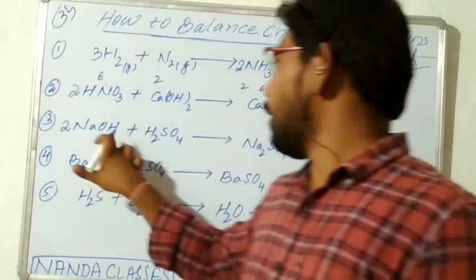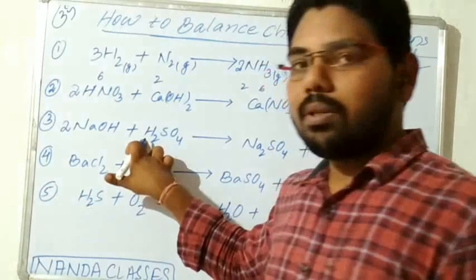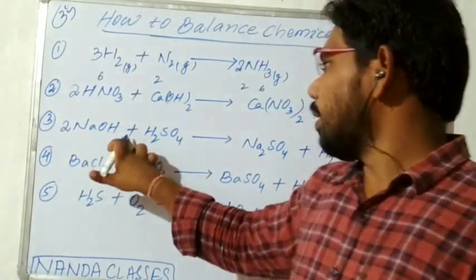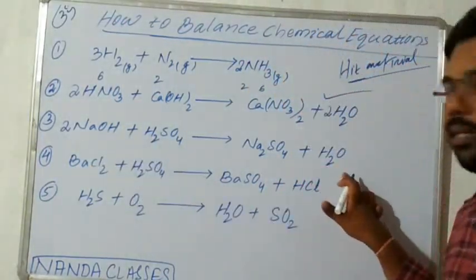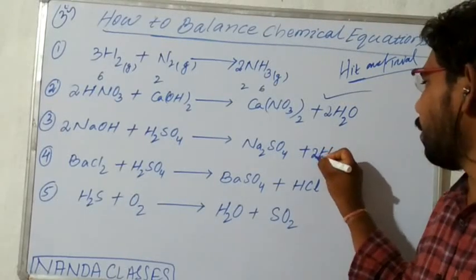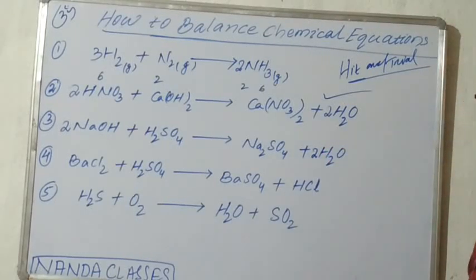Next we look at hydrogen. Hydrogen is 2 and this one also 2, 2 plus 2 is 4. The reactant side has 4 hydrogen atoms, but the product side has 2 hydrogen atoms. So we have to multiply here by 2. Then here also there are 4 hydrogen atoms.